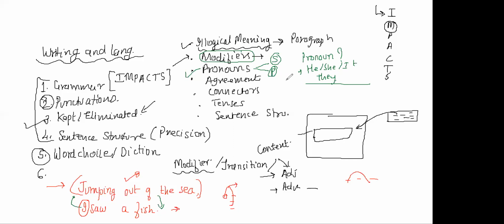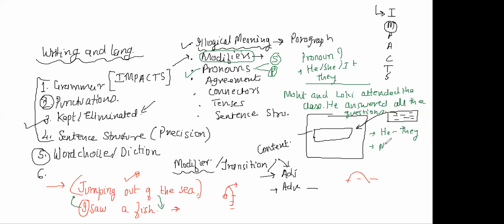Now, if we have a sentence like this: Mohit and Loki attended the class. He answered all the questions. What is the problem here? You don't know who answered it. So what are the ways to correct this? You can change he to they. I can change he to they, which is correct. What else can I do? You can change he to Mohit or Loki. Exactly.